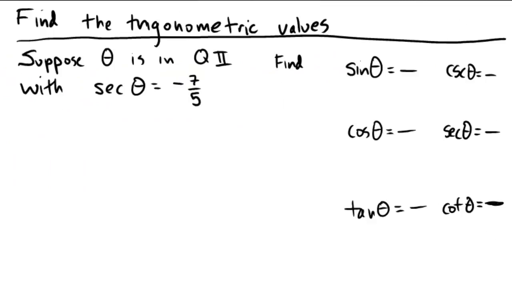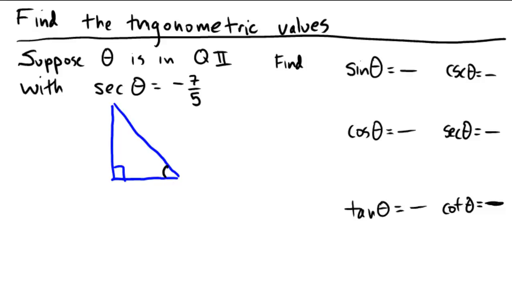Problems. Here we have theta in quadrant 2, and we know that the secant of theta is given as -7/5. So being in quadrant number 2 means we are left and up. We are left and we are up. So left and up means that our triangle is going to look something like this.